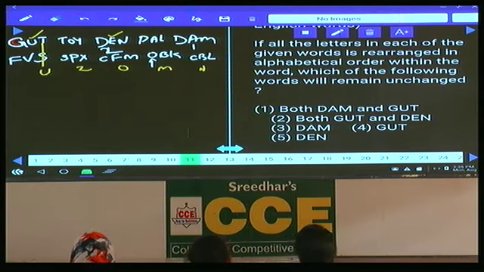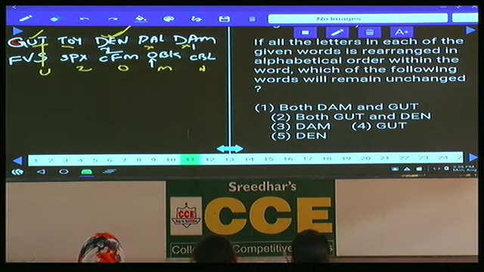If all the letters in each of the given words are arranged in alphabetical order within the words, which of the following will remain unchanged? Unchanged means all the letters in the given word should already be in alphabetical order. Here, T and U are not in alphabetical order, and O and T are not in alphabetical order, and in this one, all the letters are in alphabetical order. In Paul and Dam, they are not in alphabetical order. There is only one word, that is choice 5. Question number 11, choice 5.